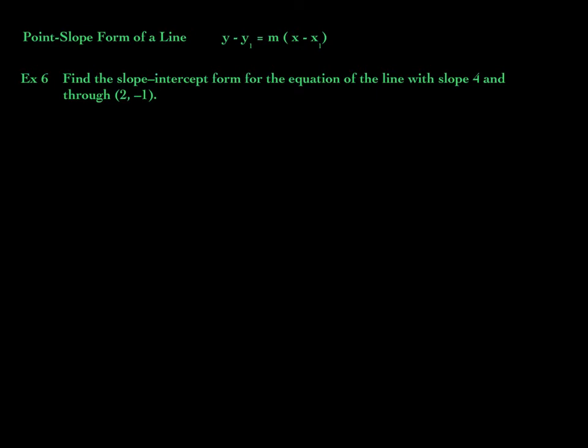Check this out. Find the slope-intercept form for the equation of the line with slope 4. Hey, let's highlight that. This is your m value. And through 2 comma negative 1. I'm going to consider this to be x sub 1 and y sub 1. All right, let's go. So here's point slope form of a line.